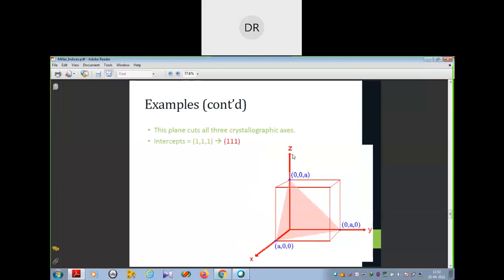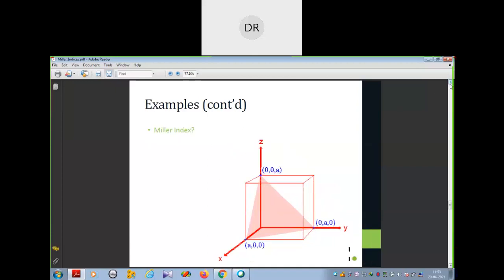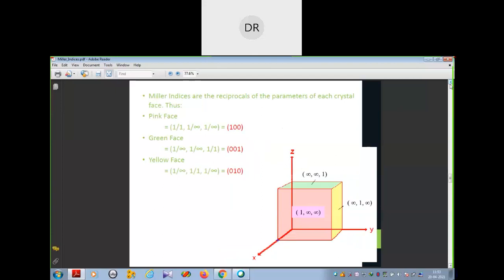So what will be the Miller indices for this one? This one will be 1 1 1, because this plane cuts all three crystallographic axes. Here it cuts at a, here it cuts at a, and it cuts at a. That means the intercepts will be one here, one here, one. So the Miller indices will also be 1 1 1.